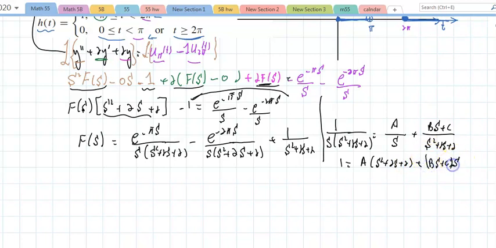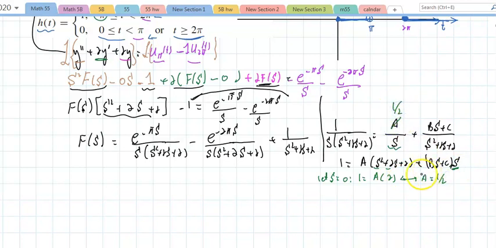You could use the book's method, but automatically, if I let s equal 0, I could figure out what A is. 1 will equal A times 0 there, that's a 2. If you put a 0 there, that's going to be 0. Automatically, I know that A is 1/2.